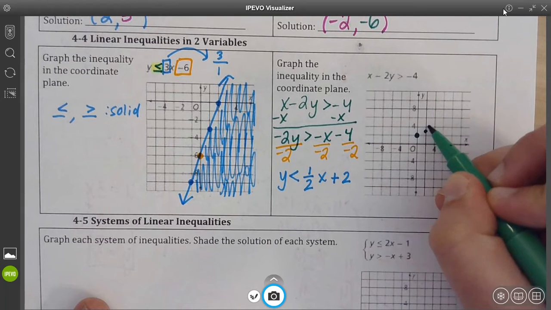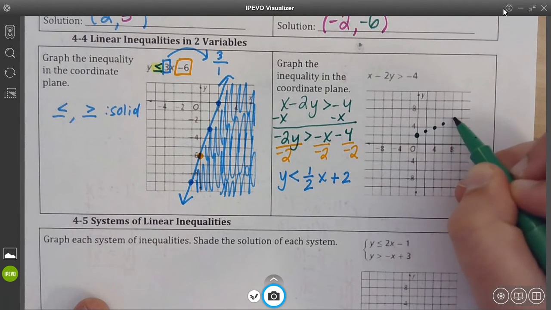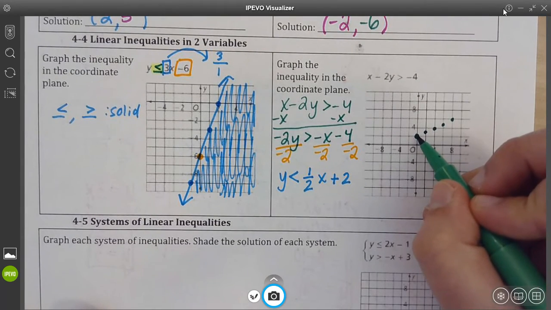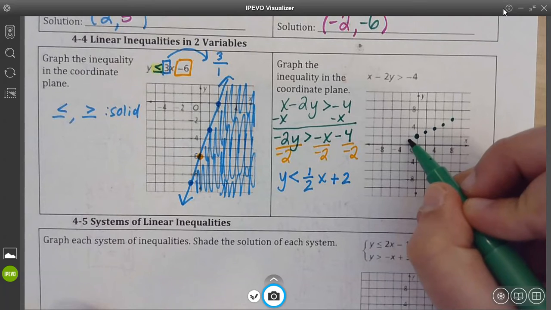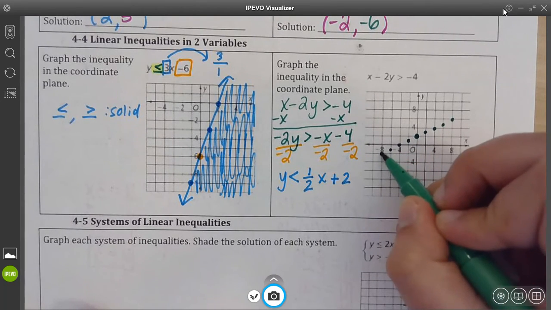And then I'm going to go rise 1, over 1, rise 1, over 1, rise 1, over 1. Our dots are kind of close together here. And I can do the same thing on the opposite side. I'm going to go down 1 to the left 1, down 1 to the left 1, down 1 to the left 1, down 1 to the left 1.